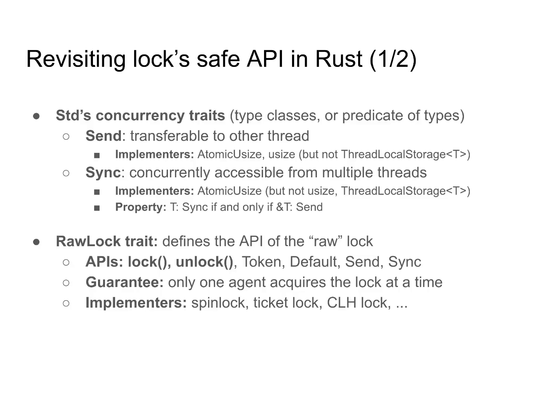Also, this RawLock should be Send and Sync because this is a lock meant to be accessible from multiple threads, and that's the reason why it should implement both Send and Sync. It should be sent to the other threads and it should be accessible by multiple threads at the same time.